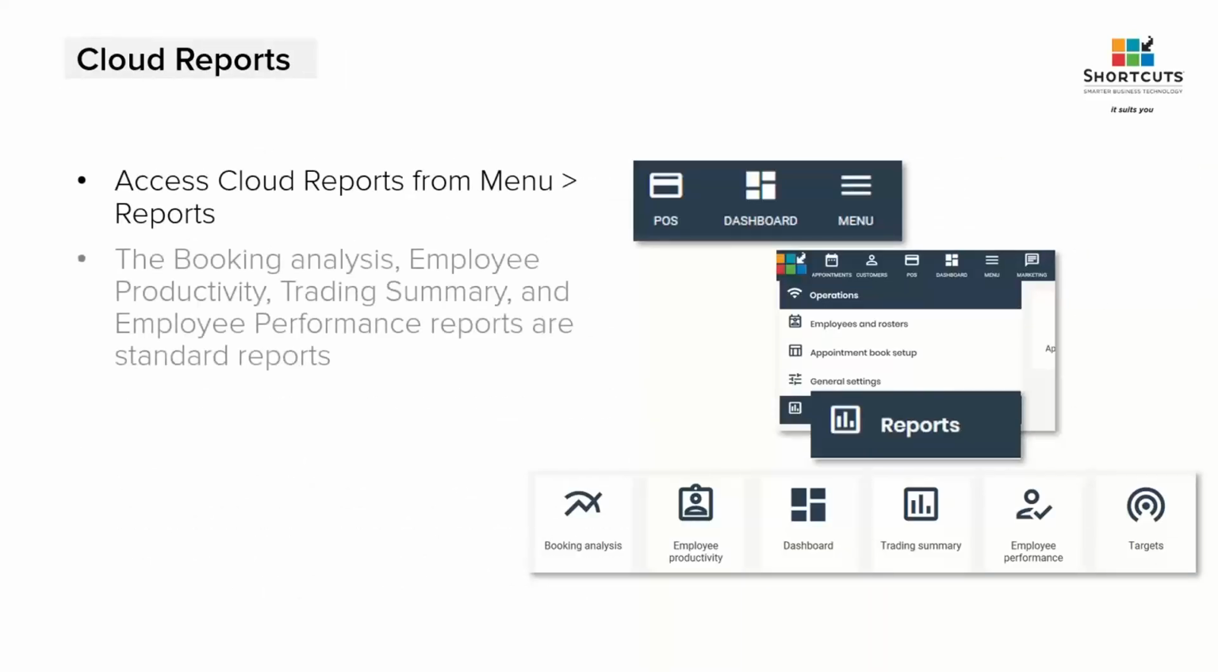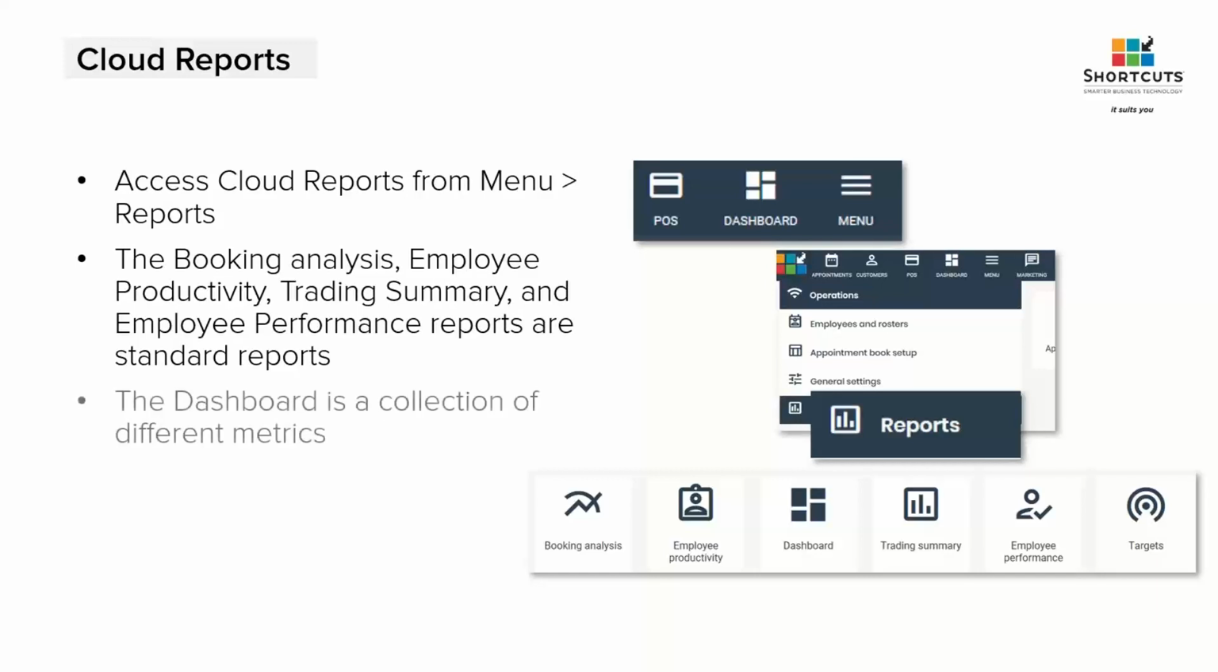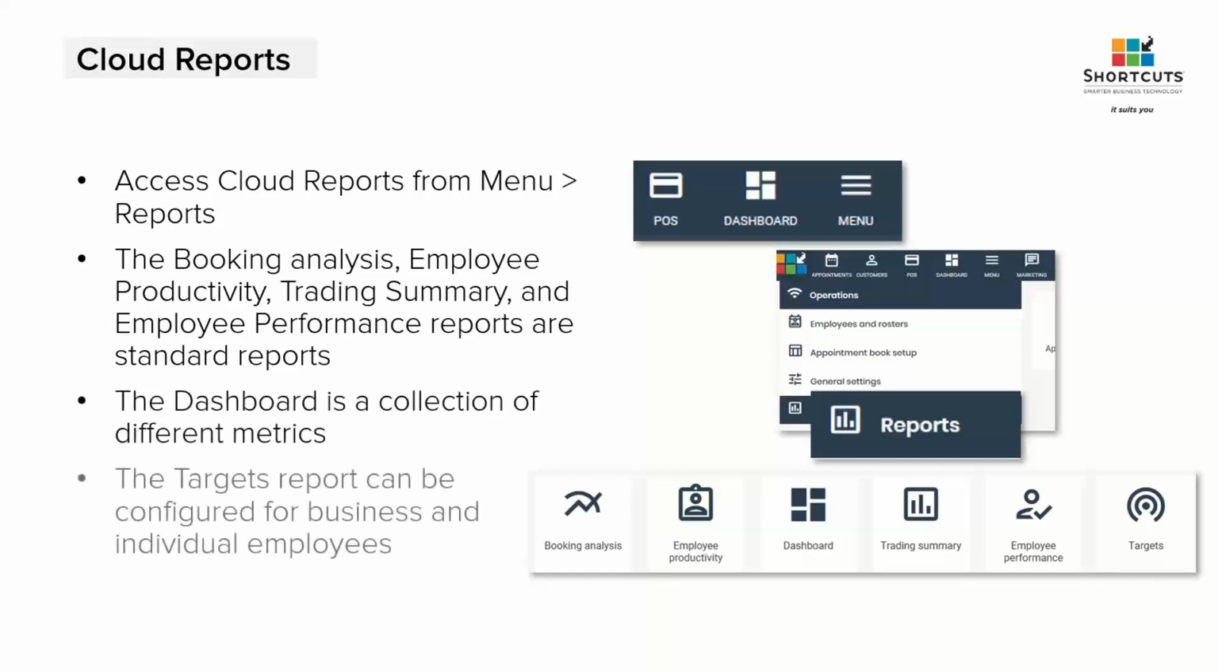So in the cloud, if you go to the menu button at the top of the screen and access reports, you're going to see these reports. So booking analysis, employee productivity, trading summary, employee performance, and targets in some cases. So you do have the ability to make targets for individual staff members as well as for the business. And this is based on weekly goals that you set for them.